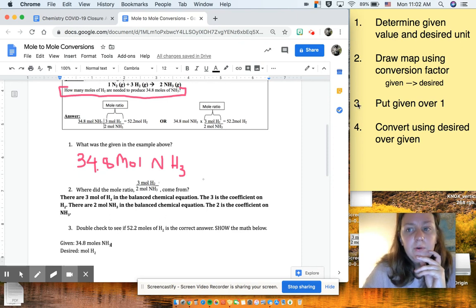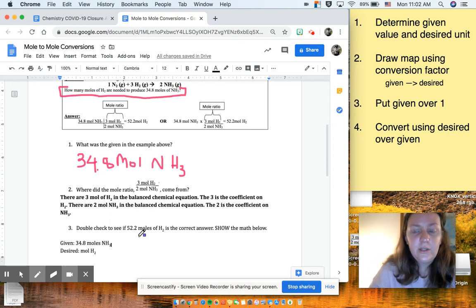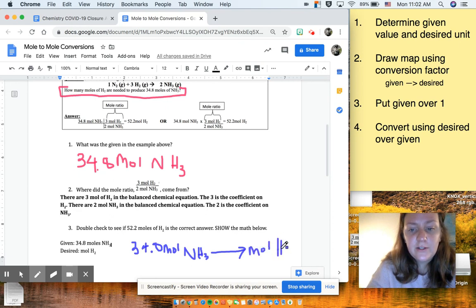Okay, so I'm going to draw my map using the conversion factor. So my given is 34.8 mol NH3, and we're going to mole of H2. And our conversion factor, the thing that we're going to write over the arrow, is how NH3 and H2 are related. So we have to go to our balanced chemical equation to figure that out.